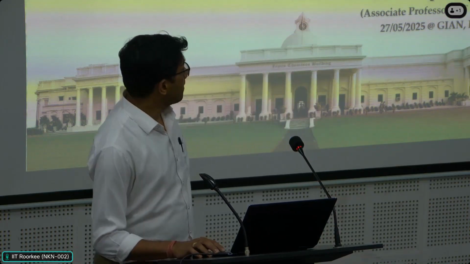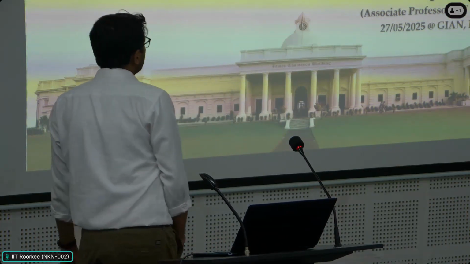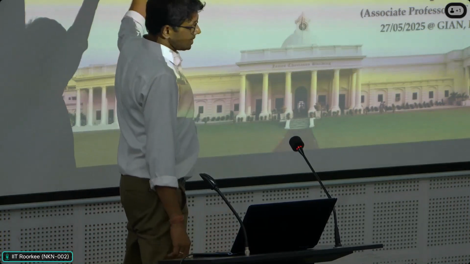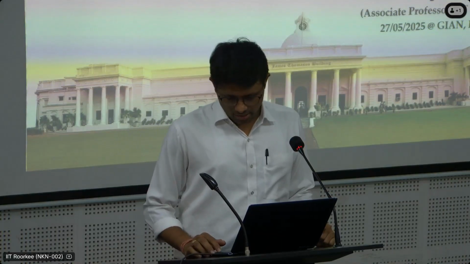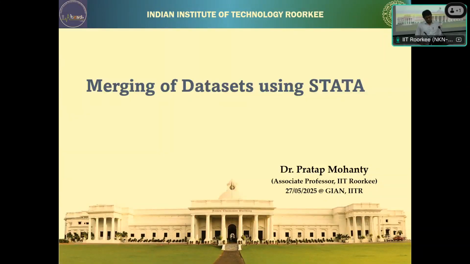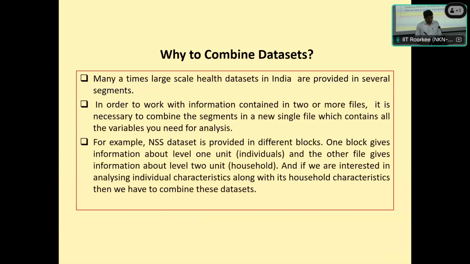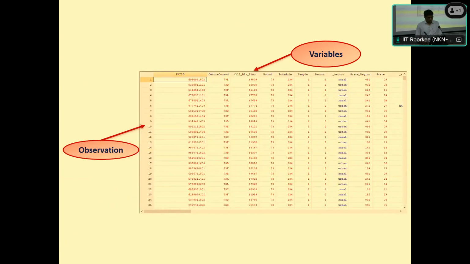First of all, we have to understand why merging is necessary. Even if in any data set you are working, why it is necessary, and what are the principles by which we should merge the data sets correctly. I'll start with these first, then I'll explain the philosophy of merging.